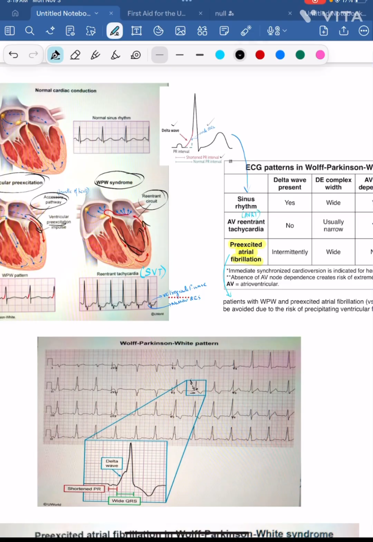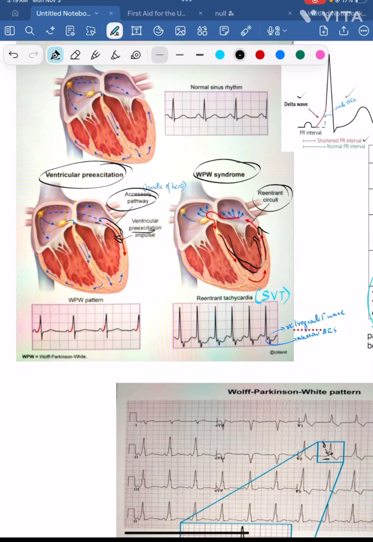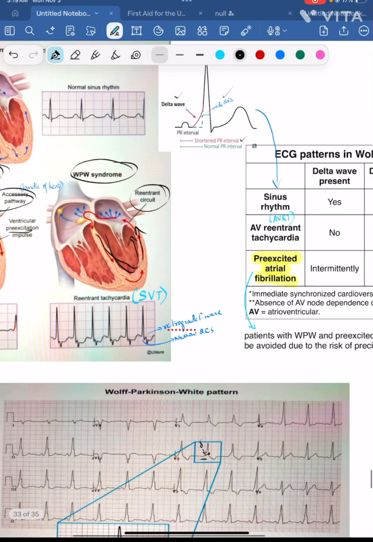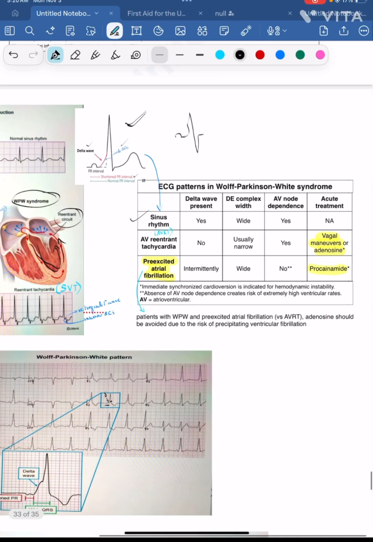So as you can see, there are 3 patterns. One is re-entrant tachycardia, one is pre-excited atrial fibrillation. So what is happening here is there's an accessory pathway which is causing pre-excitation of the ventricles, okay? And there is sinus rhythm where you have the normal rhythm. Okay, you have short PR, you have delta waves, you have wide QRS, that is the sinus rhythm.